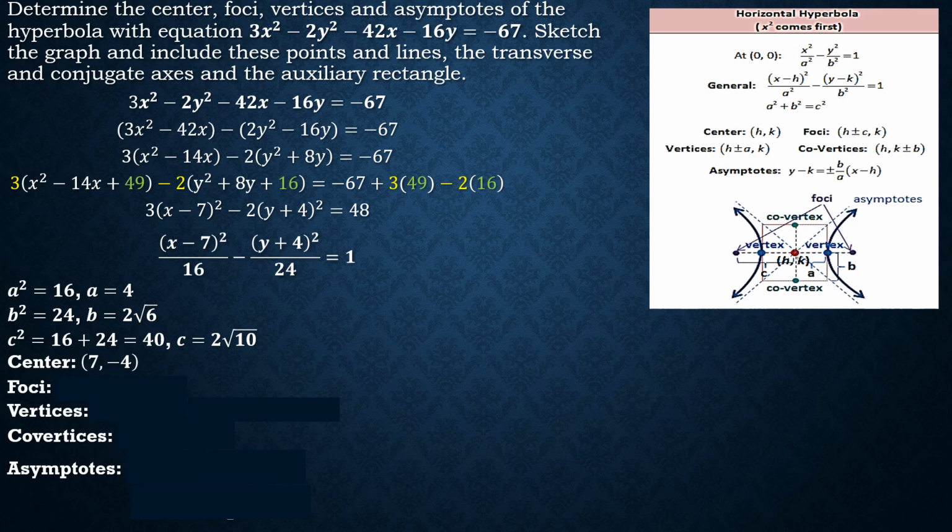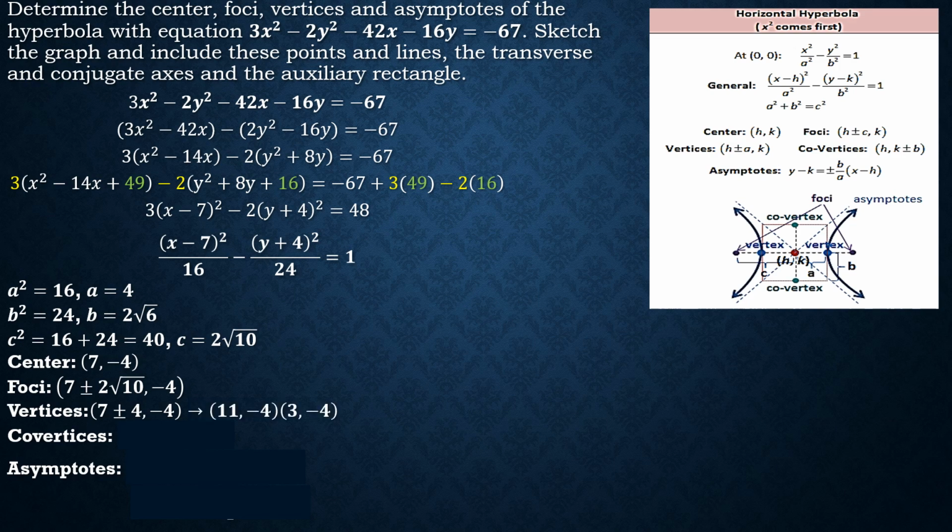For the foci, let's follow the formula. We have h plus minus c. So, our h is 7 and we add and subtract 2 square root of 10 for the x coordinate. And then, just copy negative 4, which is our k, for the y coordinate. For the vertices, we have h plus minus a and then copy our k for the y coordinate. So, it becomes 7 plus minus 4, negative 4. Let's simplify. Okay, there's no radical sign there. So, let's simplify more.